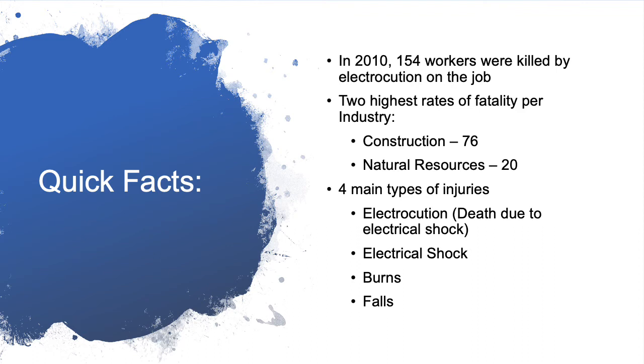There's four main types. So you have electrocution, which is death due to electrical shock. If someone says, I've been electrocuted, it's not true. They've probably been shocked, which is essentially just getting zapped. And then you have burns and falls, which is kind of the follow-up effect of getting shocked. If you're on a ladder and not harnessed off, then typically you will fall and get harmed that way.